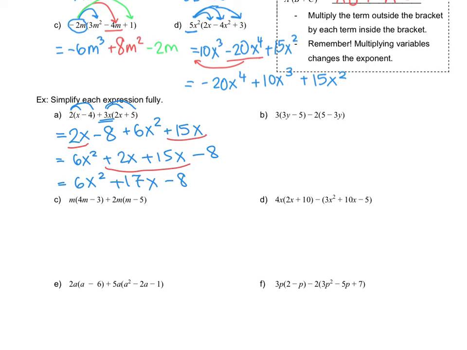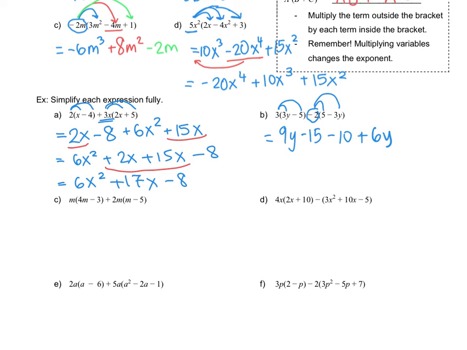Okay, let's try the next one. I'm bringing the 3 into my bracket. 3 times 3 is 9, and the y stays. Then 3 times negative 5 is negative 15. Now in the next bracket, we have to be very careful because we're not distributing a 2n, we're distributing a negative 2n. So negative 2 times 5 is negative 10. But negative 2 times negative 3y is going to be a positive number. 2 times 3 is 6, and the y stays.